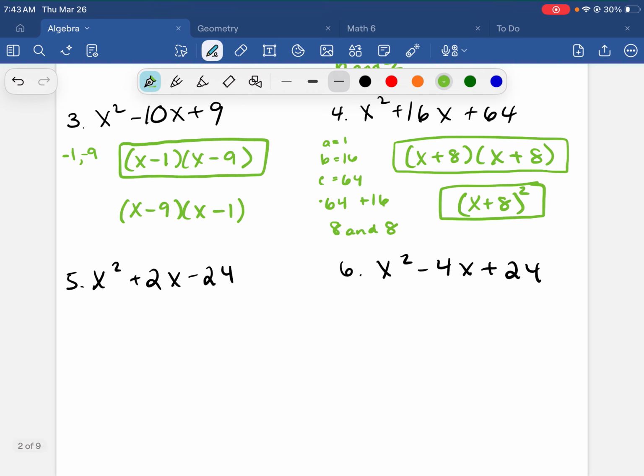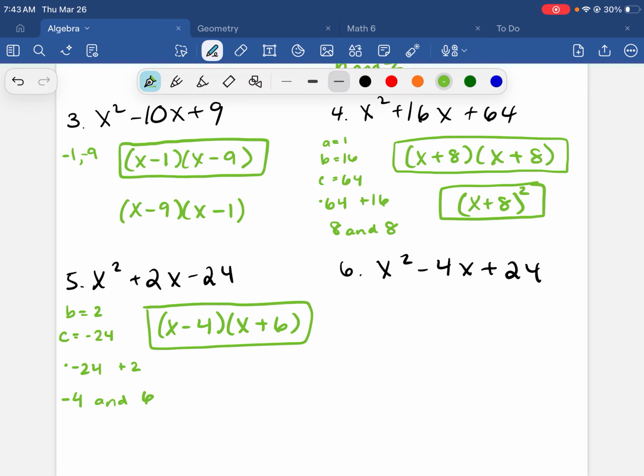And for these last two, for number 5, a is 1, b is 2, and c is negative 24. A times c is negative 24, so I want two numbers that multiply to negative 24 and add to 2. 24 has factors of 1 and 24, 2 and 12, 3 and 8, 4 and 6. Well, 4 and 6 are 2 apart, so 4 and 6. And to make sure that those two add to a positive 2, I want to make my smaller number, 4, negative, so that they multiply to negative 24. So I have x minus 4 and x plus 6.